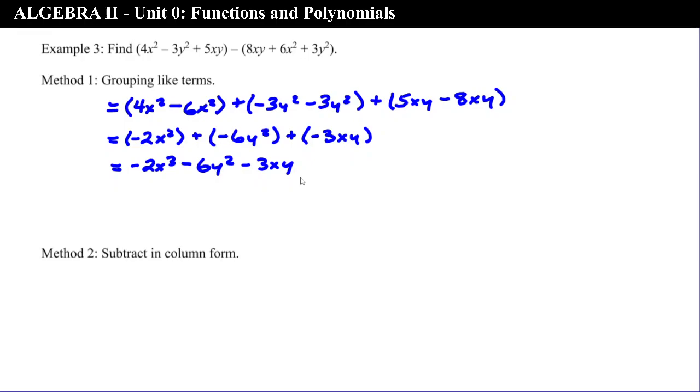Similarly to how we did the last example, we can also subtract in column form. So let's line up our like terms. So we'll start off with our first polynomial and write that as is. Now we're going to line up each of our terms in our second polynomial. So the first one is 8xy, so that's going to go under the 5xy. And then we have a 6x squared. Well, that will get placed under the 4x squared. And then we have a 3y, which will get placed under the 3y squared. I should say that's a y squared term. And we're going to subtract.